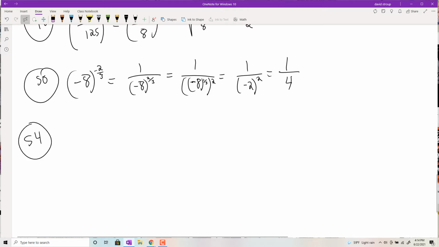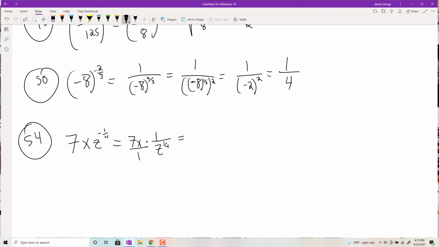Let's do another, 54. 7x z to the negative 1/4. So I can just pull the z to the negative 1/4 to the denominator, and that will be about it. Technically you could rewrite it like this: 1 over z to the positive 1/4. And then if you multiply straight across, 7x is really 7x over 1. Then 7x times 1 is 7x all over 1 times z to the 1/4. But usually you just go from here to here, and that's fine.